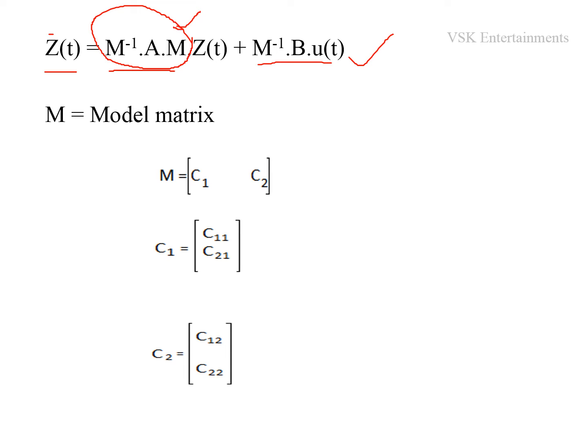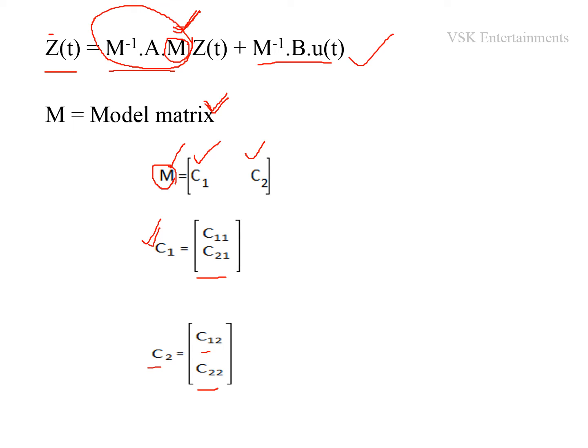For finding this matrix, we require the matrix M. Here matrix M is nothing but the model matrix. This model matrix is the combination of eigenvectors C1 and C2. These eigenvectors are given as C1 is equal to the matrix C11, C21. Similarly, C2 is equal to the matrix C12, C22. After finding these eigenvectors, we are going to calculate the matrix M. After finding matrix M, we can get the diagonal state matrix.